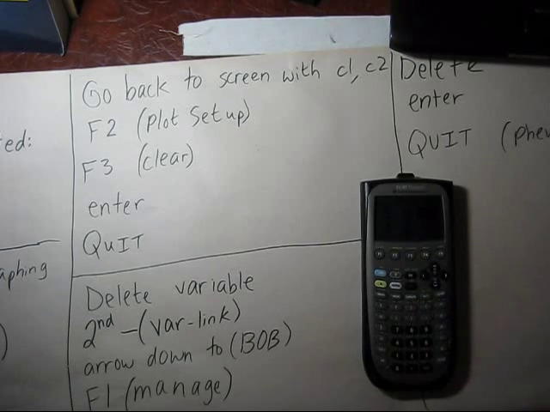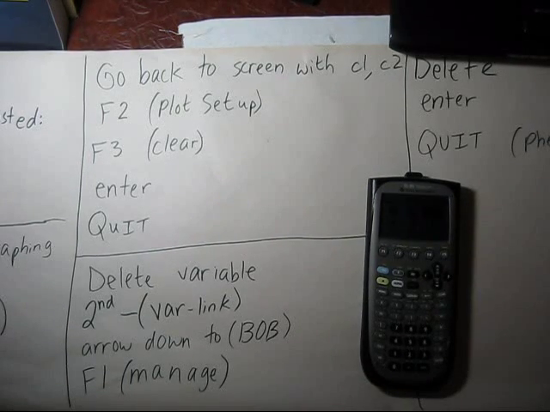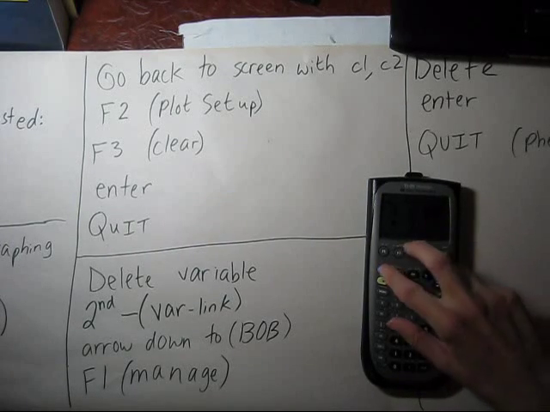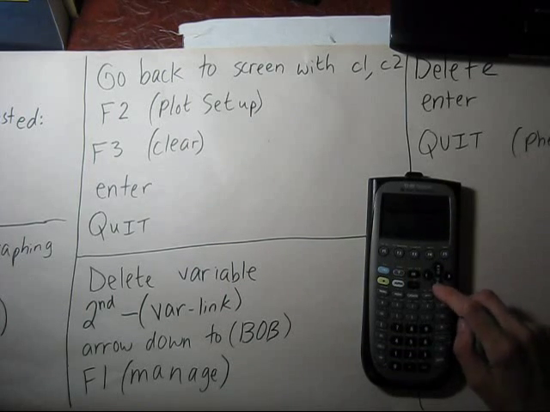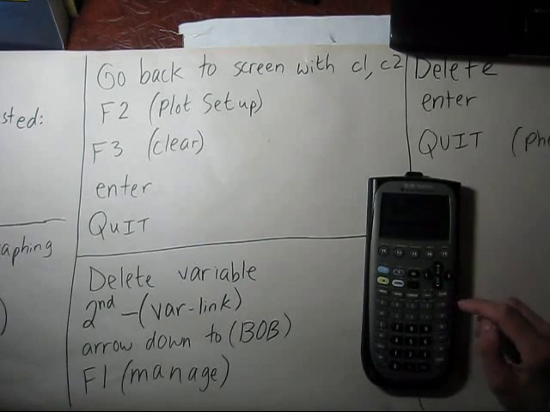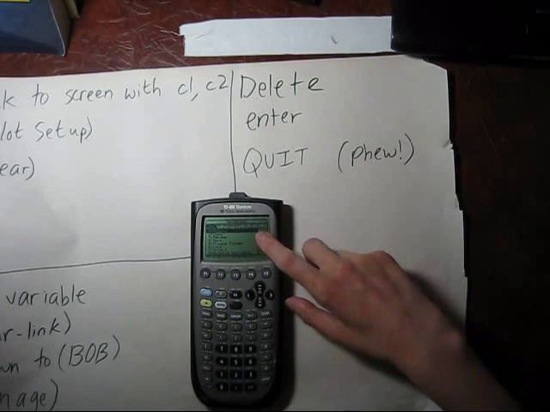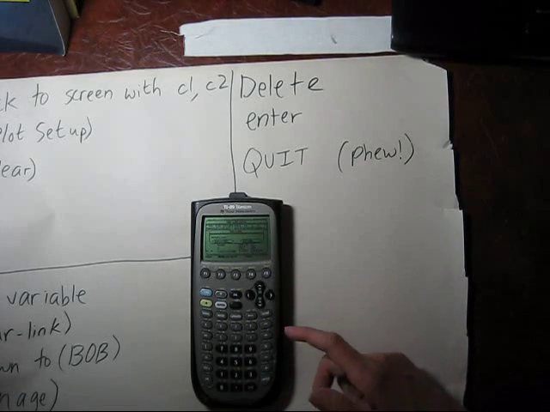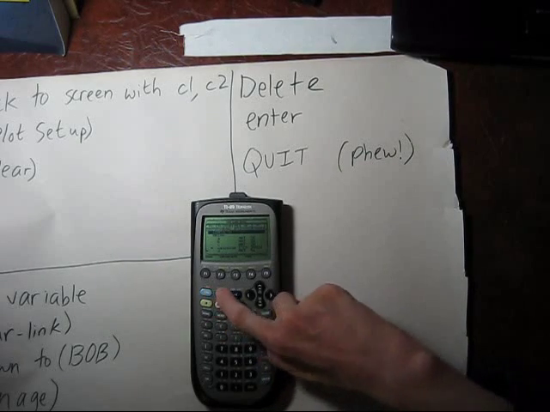Now we want to delete the variable Bob, in case later on in the semester you want to use Bob to represent something else, or you just want to preserve memory. So you go second minus, which is varlink. And we arrow down to Bob. Hit F1 for manage. Delete should be highlighted. Hit enter. And then to confirm, hit enter again. And it's gone and you can quit out of that screen.